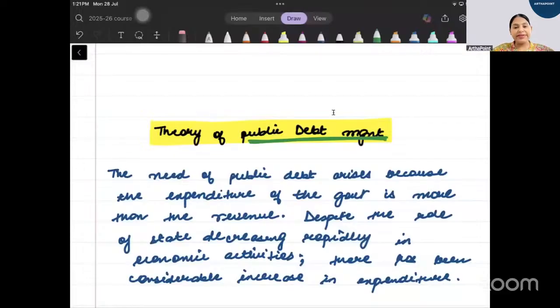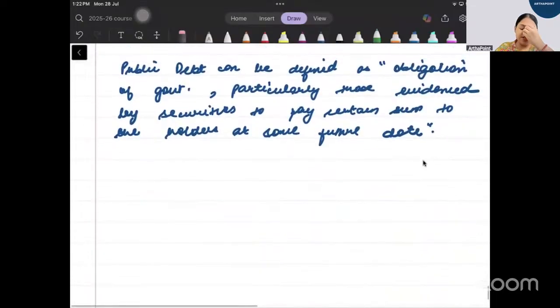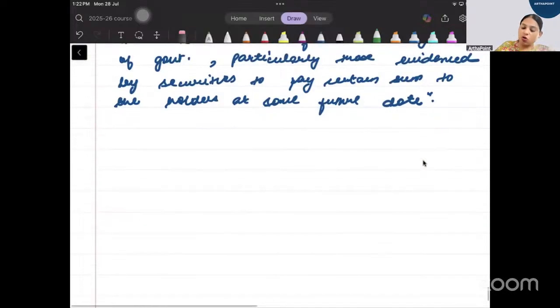So when we take public debt, another aspect we need to keep in mind is how it is going to affect crowding out, and whether it is going to disincentivize investments by the private sector or not. That is another thing we need to understand. Okay, so public debt can be defined as the obligation of government, particularly those evidenced by securities, to pay a certain sum to the holders at some future date. Now let's talk about the classification of public debt.